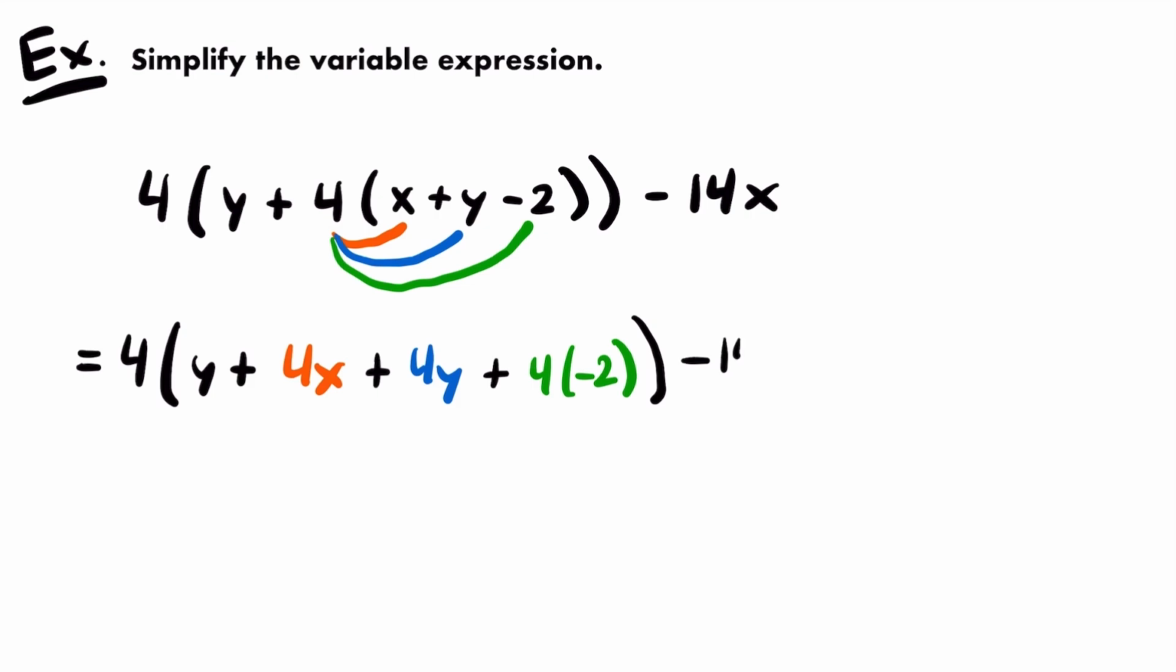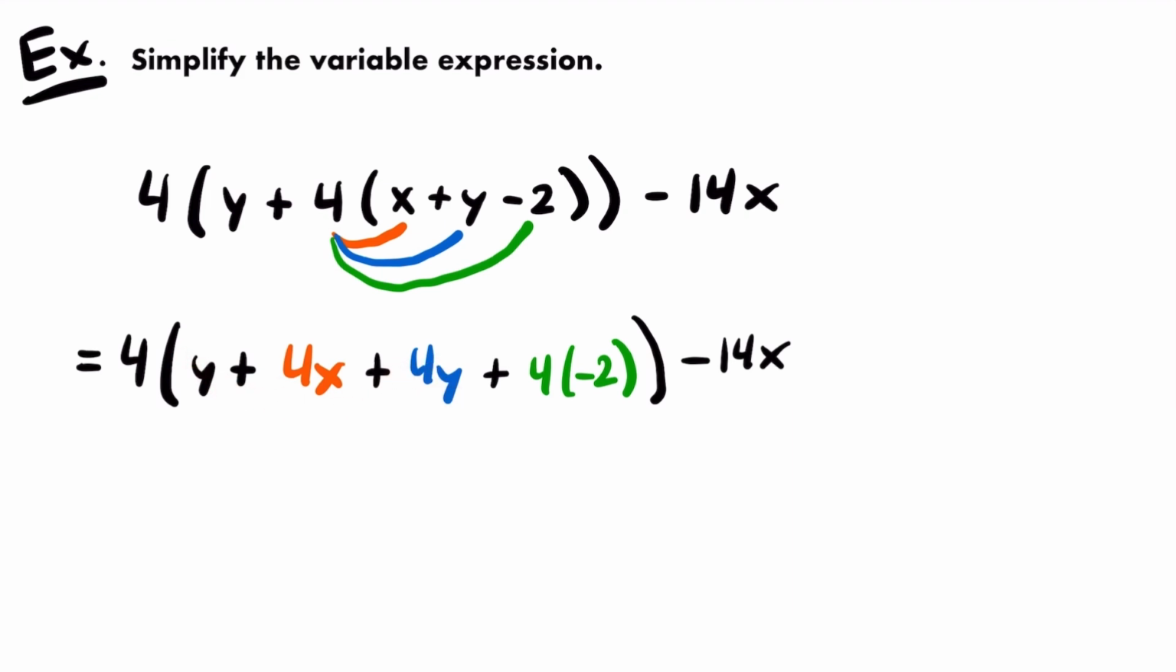All right, so I'll write down 4 times negative 2, and all of that is in the parentheses, and then we're still subtracting 14x. Okay, now my next step here is going to be to simplify as much as possible inside these parentheses before I distribute this 4. You don't technically have to do that. You could distribute 4 right now and then do any simplification by combining like terms, but I'm going to choose to simplify within these parentheses before we use the distributive property again. All right, because notice that we have like terms of y and 4y.